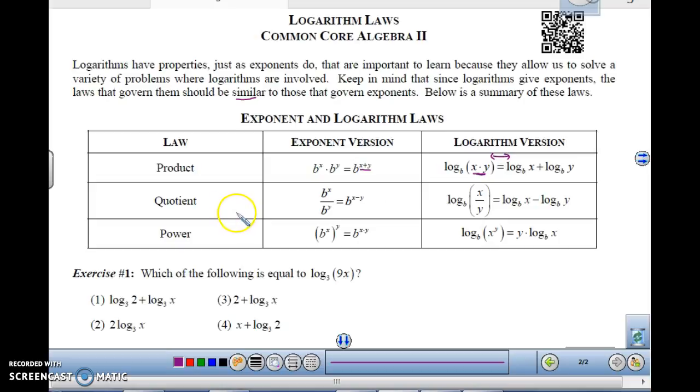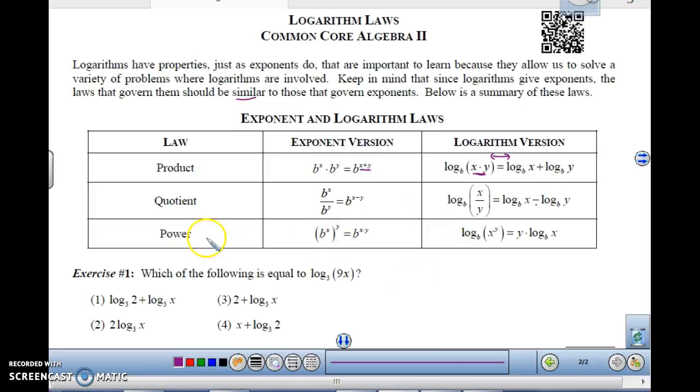Okay, the quotient law says b to the x divided by b to the y, when you divide the same base, you subtract the exponents. So if you have a quotient of a log, it's equal to the difference between the logs. Now notice it's x divided by y, it's x minus y here. So since the logs are exponents, we're doing what the exponents would do. When you divide, you subtract, and vice versa.